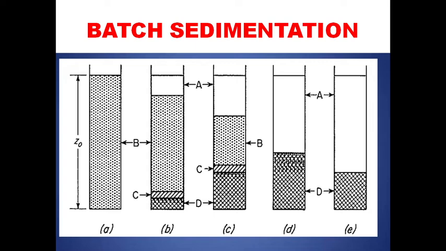Settling continues. The depth of zones D and A increases. Depth of zone C remains nearly constant, and that of zone B decreases. This is shown in the figure. Zone B disappears and all the solid is in zones C and D.